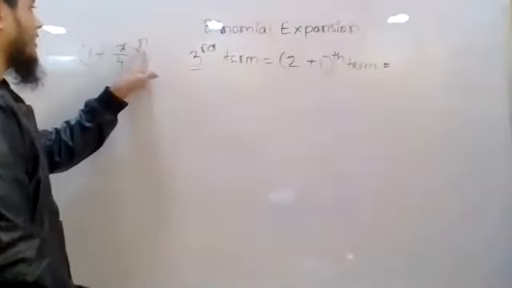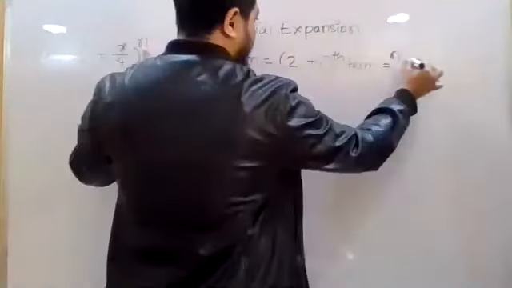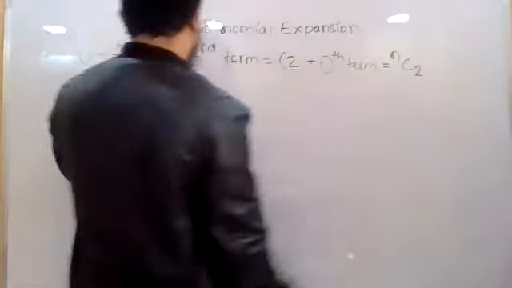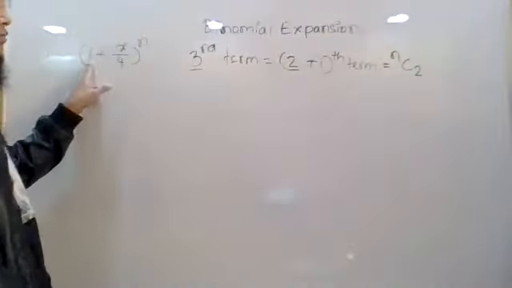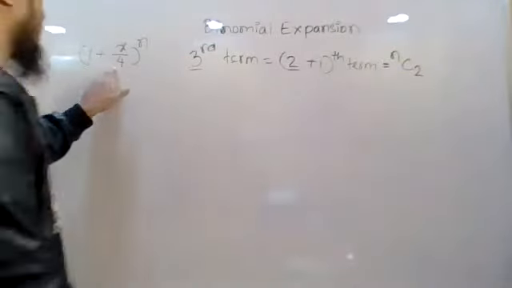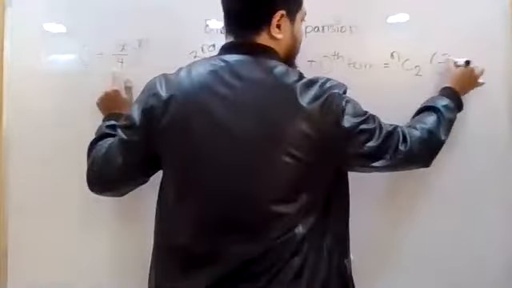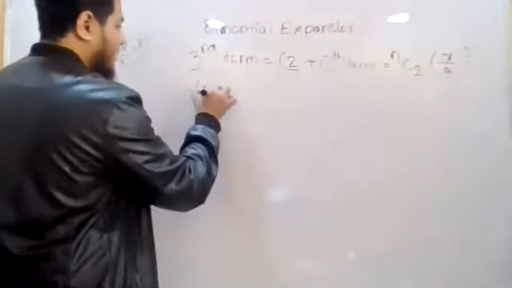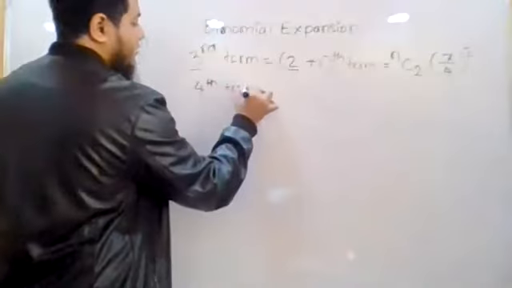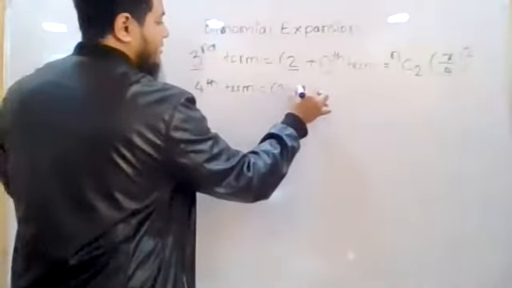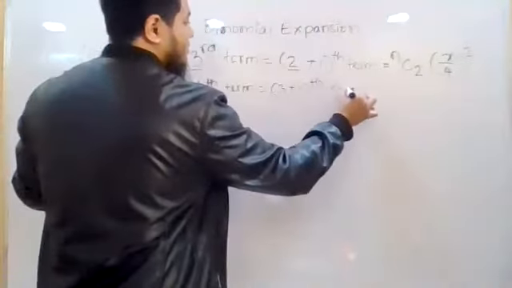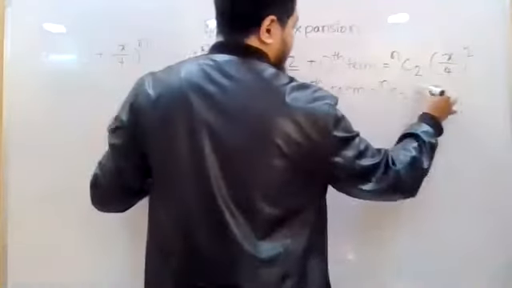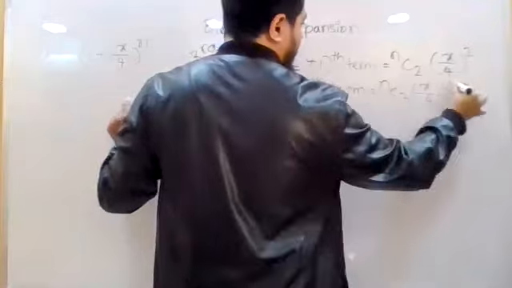So what will be the 2 plus 1 term? Here the power we have is n, so it will be n C 2, then we have 1, and if we have 1 over here, we don't write it. Then x by 4 whole to the power 2. So this is the third term. Let us write the fourth term also in a similar manner. Fourth term, I can write as the 3 plus 1 term. So n C 3 will be x divided by 4 whole to the power 3.